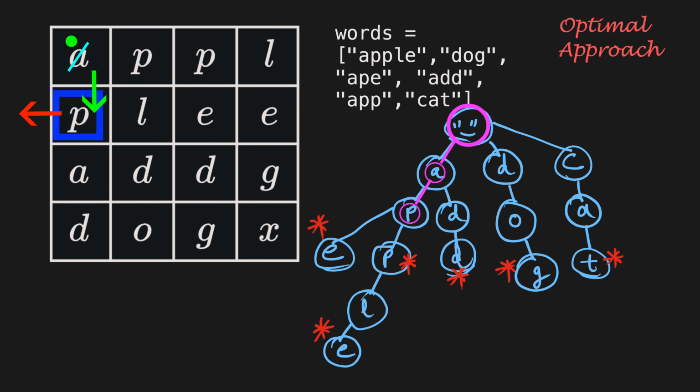And left is out of bounds. But right will lead us to letter L. However, the trie doesn't have the prefix APL, as node P sees no child for letter L. So, since we can't find the prefix, we backtrack to P and try going down, where we see letter A, and APA is also not a valid prefix.